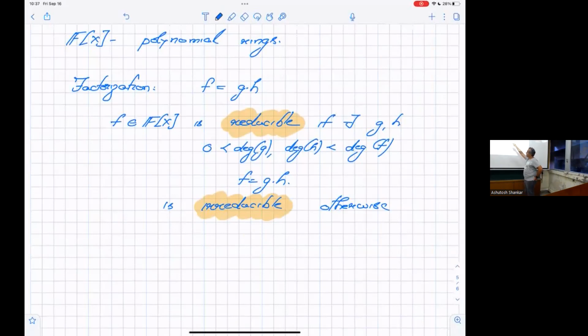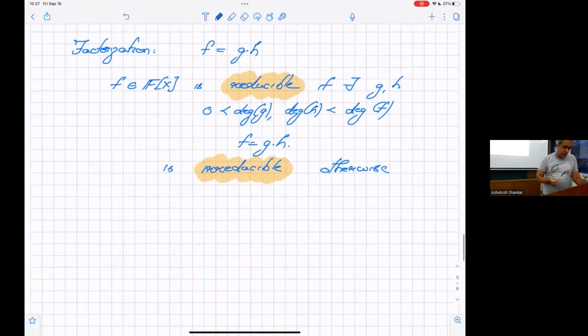By the way, these properties happen to be true not just for univariate polynomial rings, they actually happen to be true even for multivariate polynomial rings. That is, if I adjoin, it's not just F[x], it's F[x,y]. There also you can talk about factorization, reducibility, and irreducibility. We'll come to that in the next lecture, when we talk about multivariate polynomials. I wanted to mention one thing.